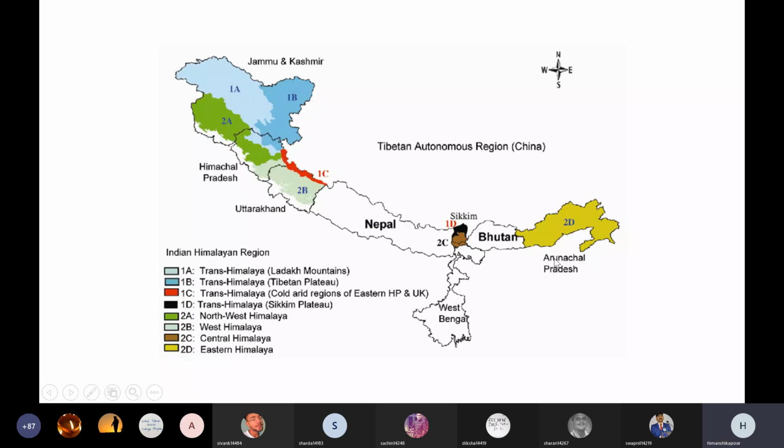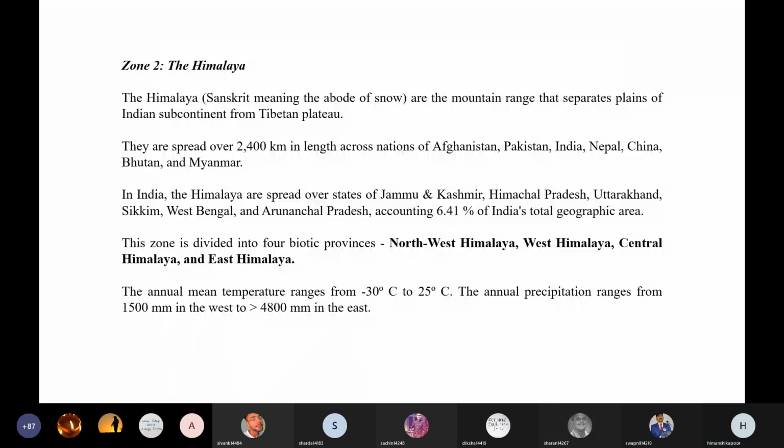And what do you think would be the patterns of vegetation? Would they be the same in all the biotic provinces of Himalaya? No, ma'am. Why not? Because of the variation in the topographical features, variation in the altitude. Okay.